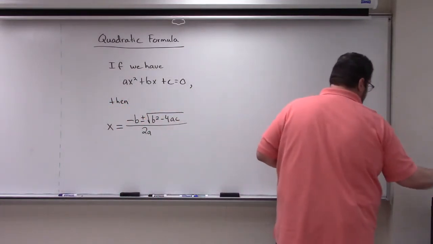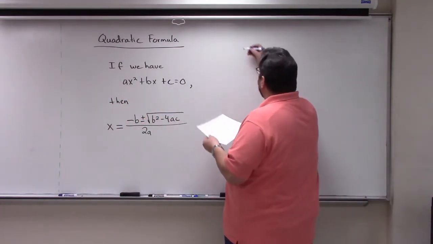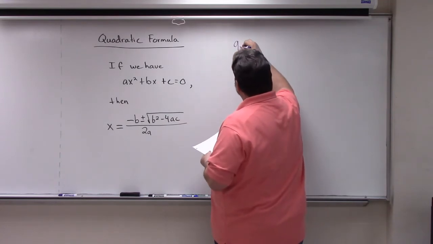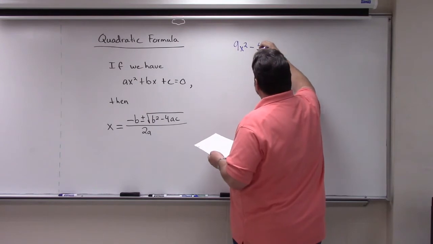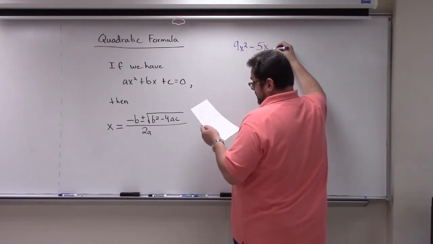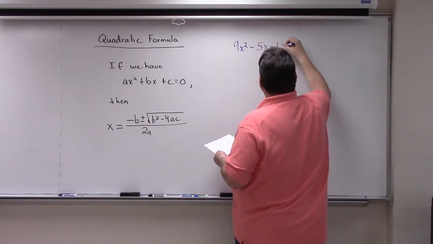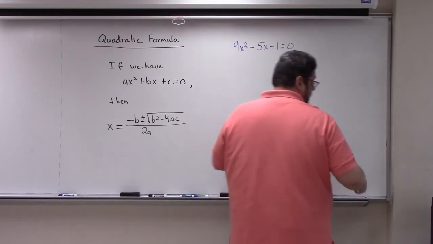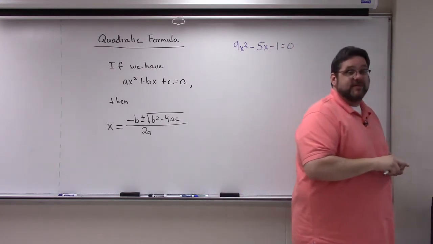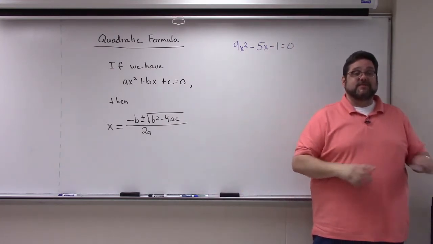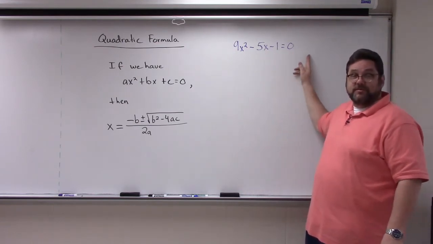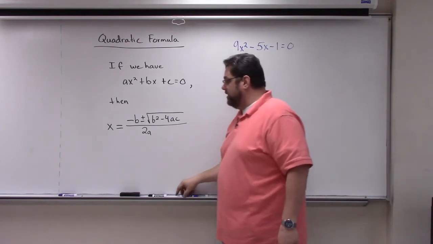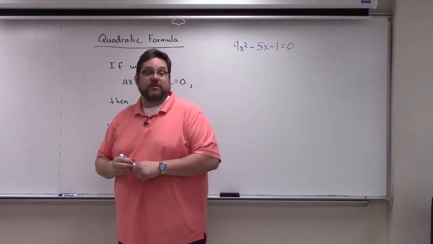And I have one here, and it is 9x squared minus 5x minus 1 is equal to 0. So from the very beginning, this one's nice. Everything is on the same side as we want it to be. We have equal to 0. We're good to go. We don't have to do any work to prepare this.